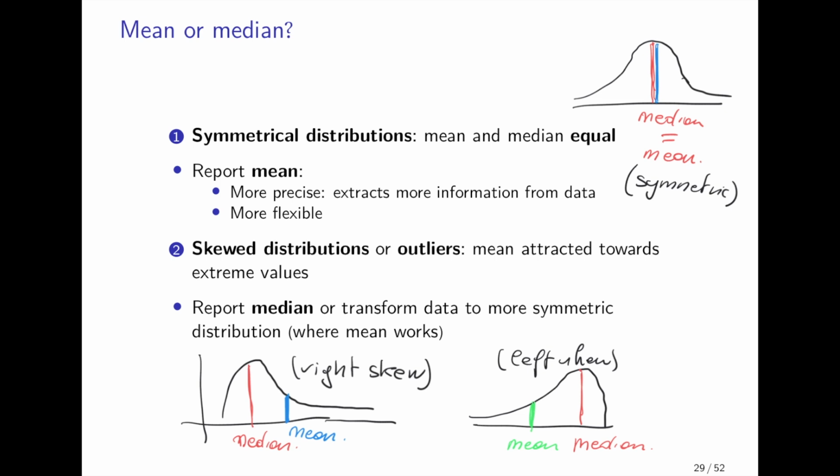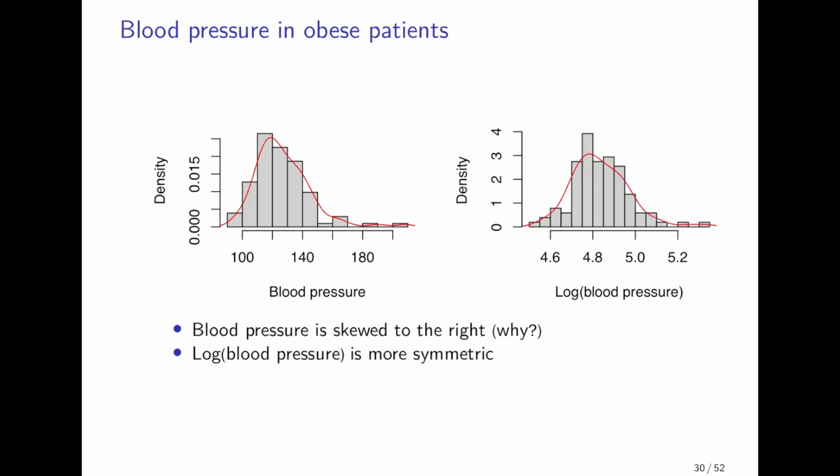And then last, you can also use a transformation on your data to make it more symmetric. For example, taking a logarithm, and then if you've transformed your data, you can again compute a summary measure, so that is also an option. And actually, this is what we have here on the slide.